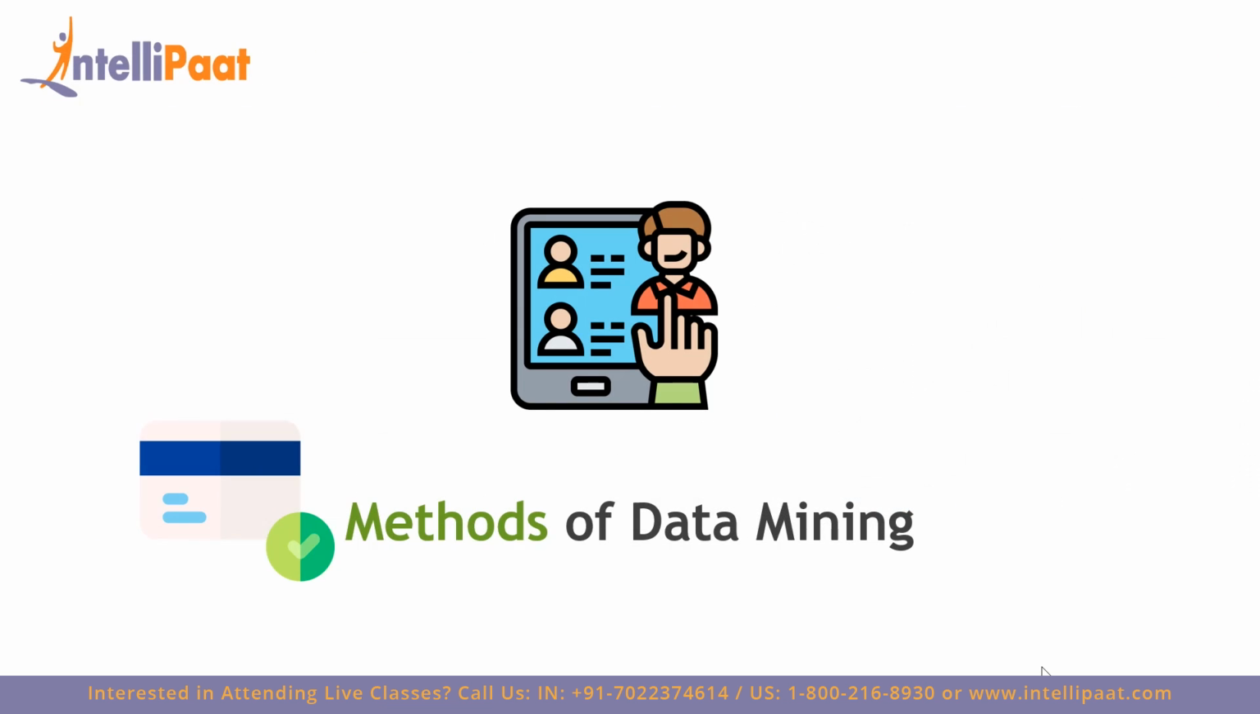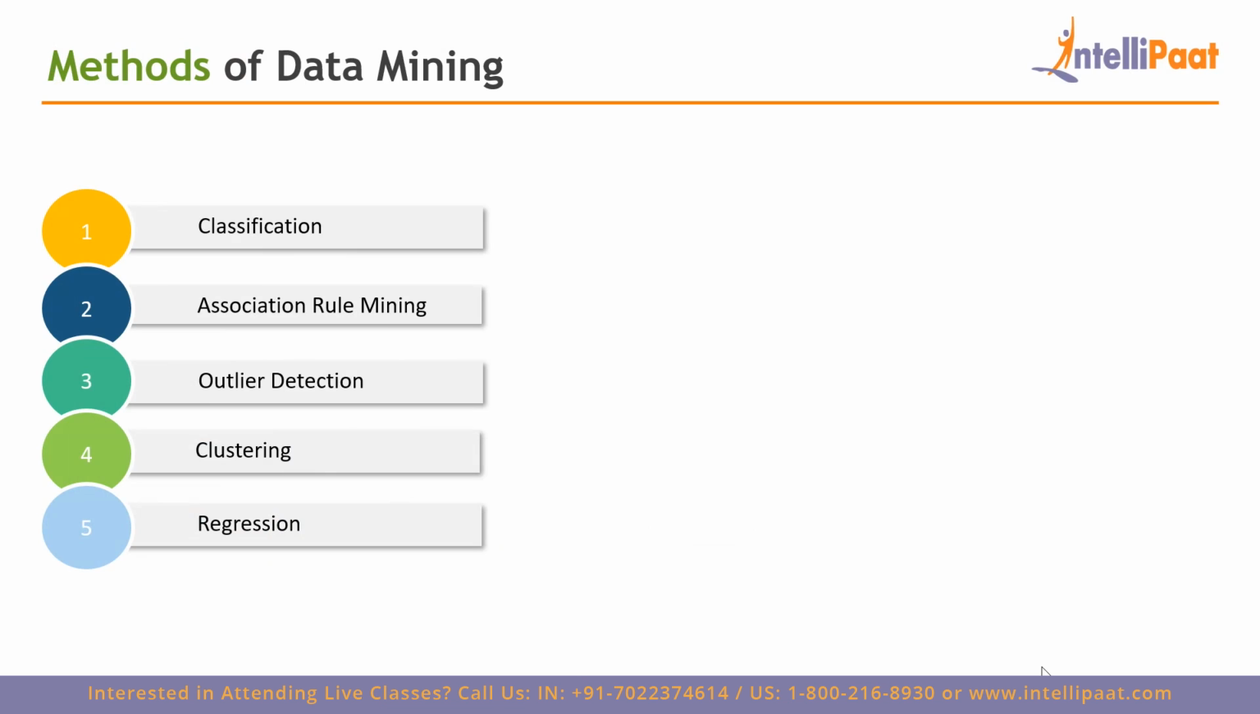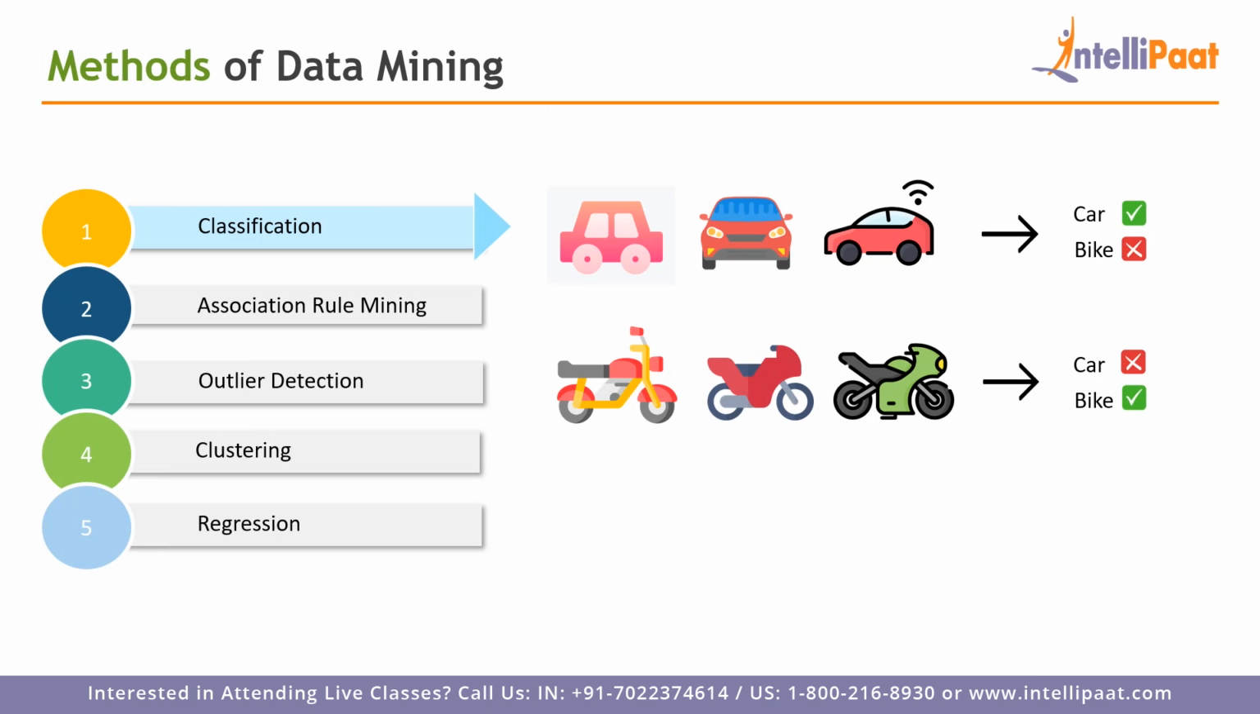Now the next one is the methods of data mining. We are going to understand a few of the methods. These are classification, association rule mining, outlier detection, clustering, and regression. So starting off with classification. Talking about the field of data management, data classification is a part of the information lifecycle management process, and it can be defined as a tool for categorization of data, and it can help organizations to effectively segment their potential customers.